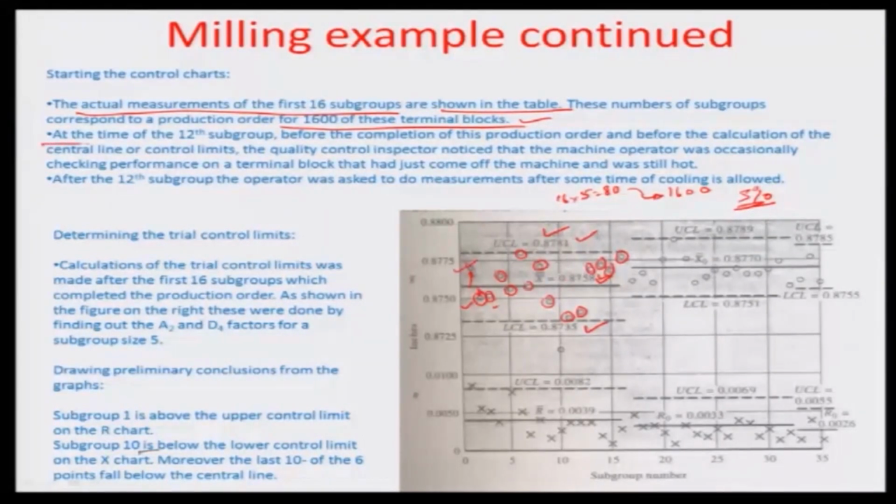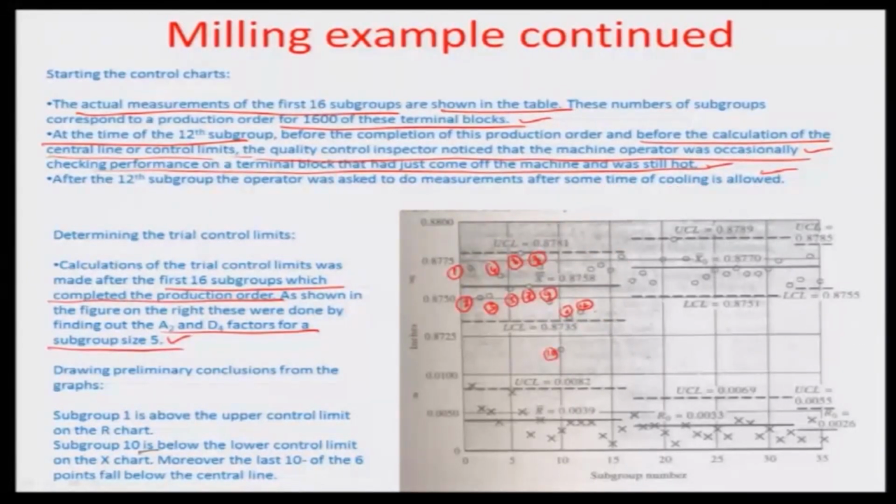So at the time of the 12th subgroup, before the completion of the production order and before the calculation of the central line for the control limits, the quality control inspector noticed that the machine operator was occasionally checking performance on a terminal block that had just come off the machine and was still hot. So after the 12th subgroup, as you can see, suddenly there is a change in the overall level of the measurements because of this additional factor of the cooling which has been introduced into the measurement system.